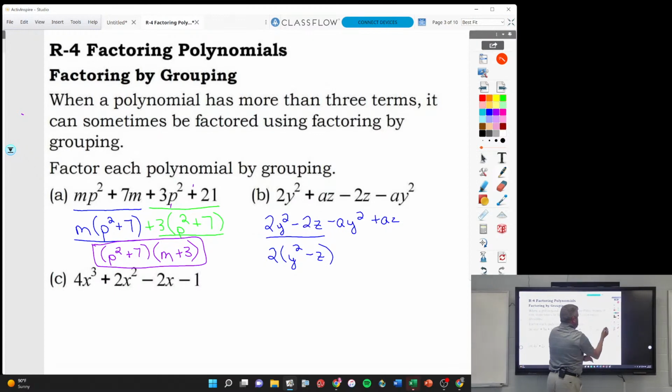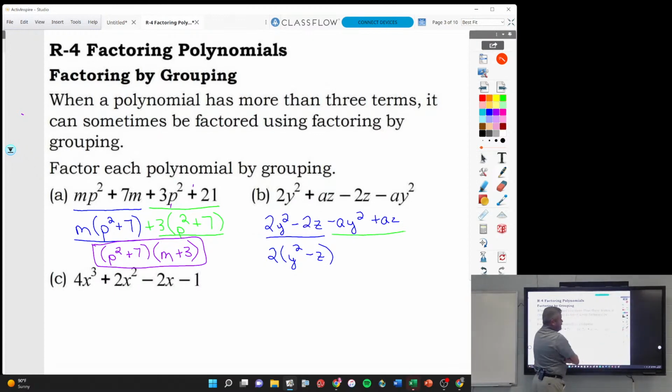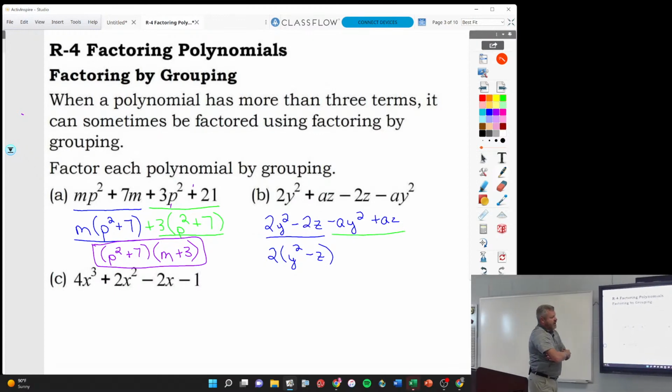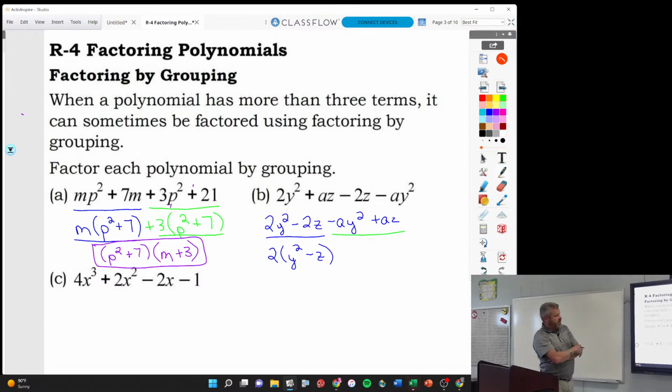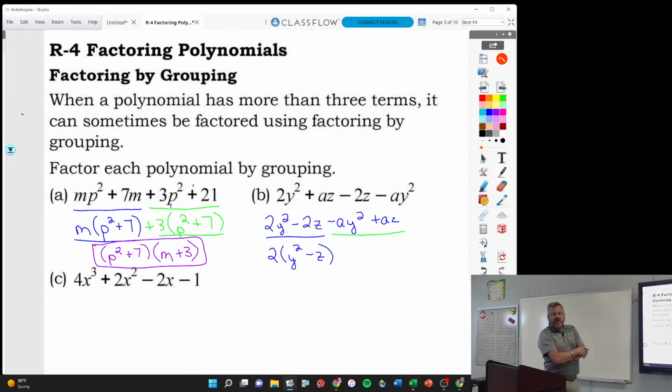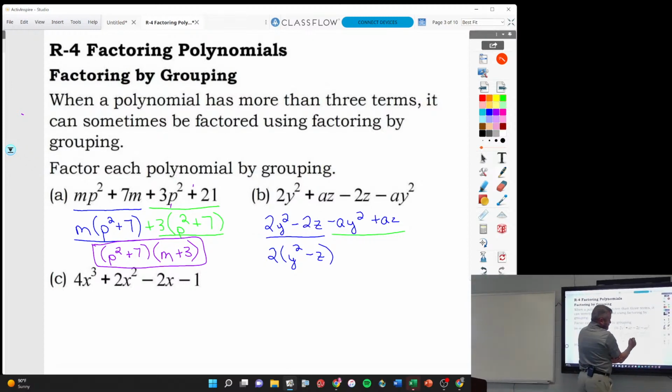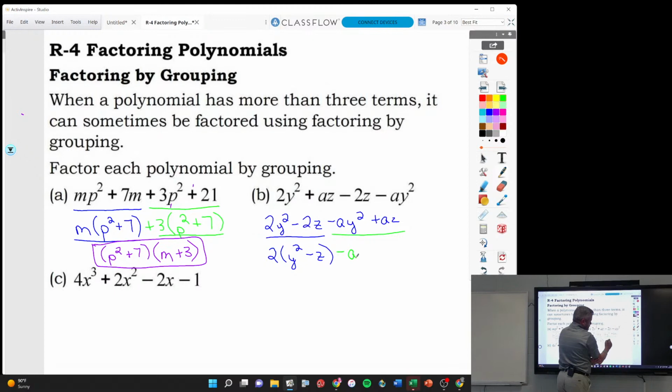Now let's factor the other pair. The other pair, I have a negative ay squared plus az. Now here's where it kind of gets tricky. Because that leading term, minus ay squared, is negative, and I look at both of these terms, they both have an a in it, I'm not factoring out an a. Because that first term is negative, I'm actually going to factor out a negative a.